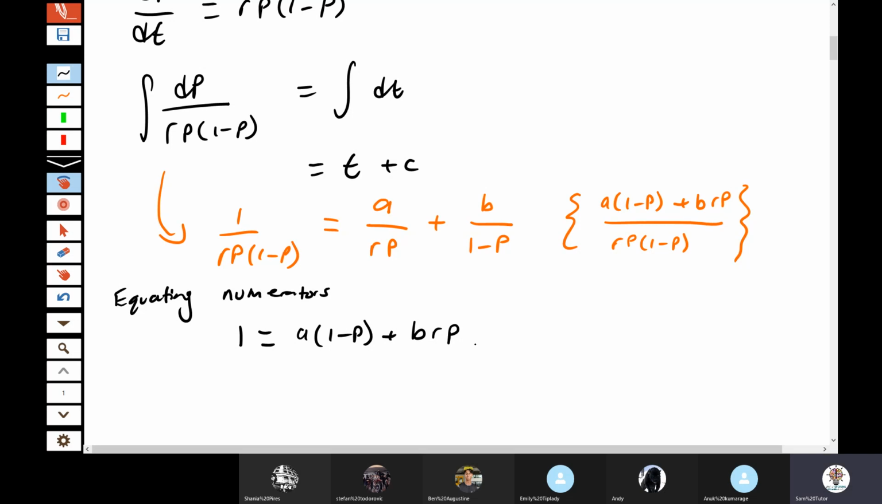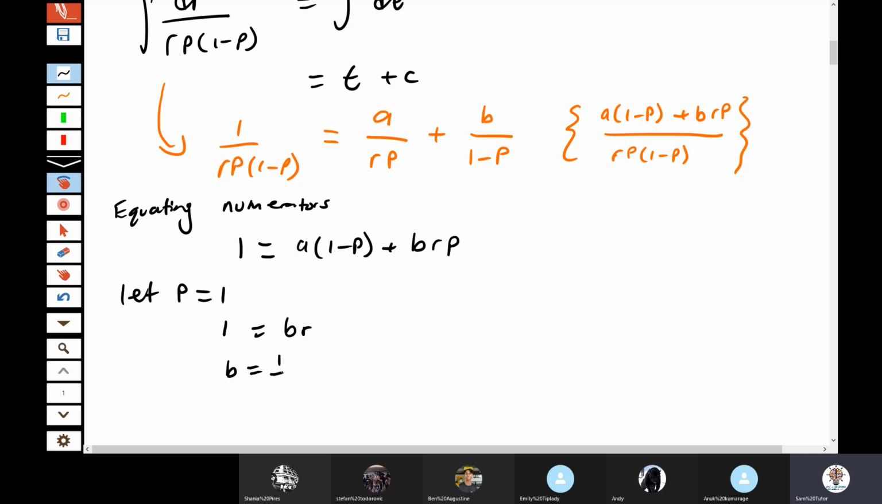What would you let p equal first now? Let p equal 1. Why do we do that? When p equals 1, this bit disappears. You'll be able to find b. So let's do that. When p equals 1, you get 1 equals, this bit disappears, you get br. And therefore b equals 1 over r.